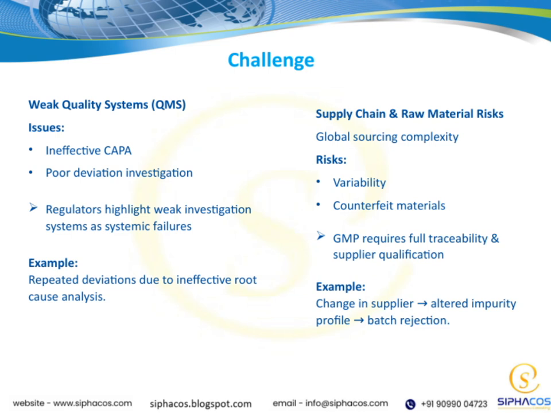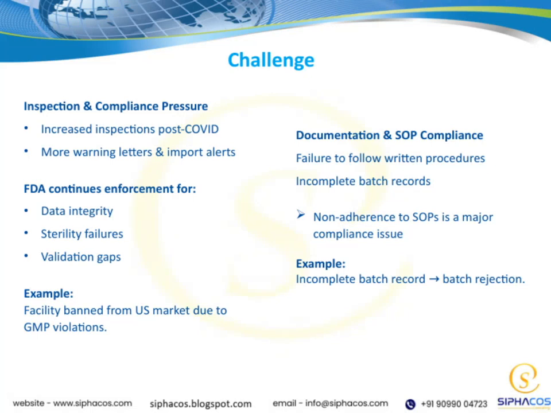Let's talk about documentation and SOP compliance. One of the biggest issues we see is failure to follow written procedures, which can lead to incomplete batch records. This is a serious compliance concern because when SOPs aren't adhered to, it increases the risk of errors and noncompliance. For example, an incomplete batch record can result in batch rejection, which impacts production and regulatory approval.